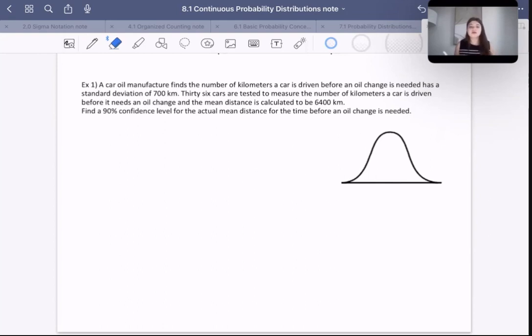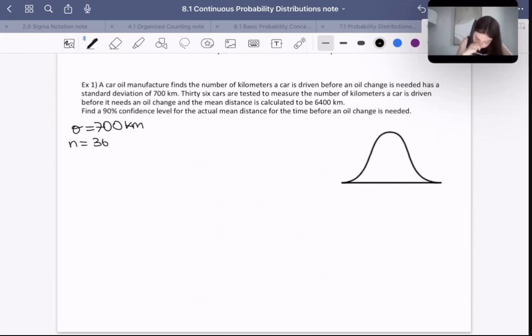So first of all, let's write out what we're given here. I think that's probably the best first step here. We know the standard deviation is 700 kilometers because they told us that in the question. N is equal to 36, right? It says 36 cars are tested, so that means N is 36. And then X bar is equal to 6,400 kilometers, right? Because when we took the sample mean of those 36 cars, it was found to be 6,400 kilometers on average that it takes before the car needs that oil change.